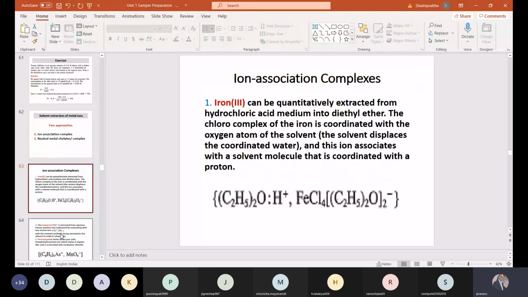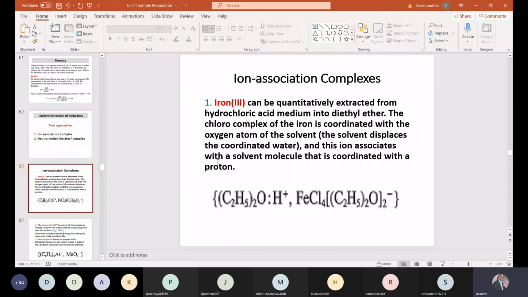Now there are a few very versatile examples which tell us how ion association complexes can be used for extracting metal ions. Now, iron 3, we all have seen ferric salts. We know ferric solutions as well with different cations. Now, iron 3 can be quantitatively extracted from hydrochloric acid medium into diethyl ether.